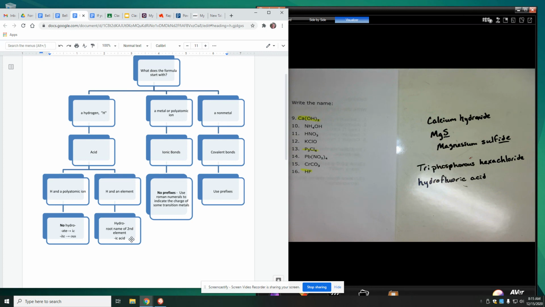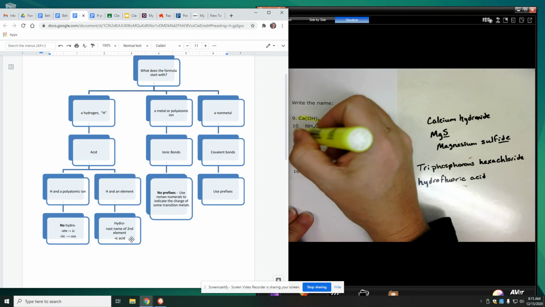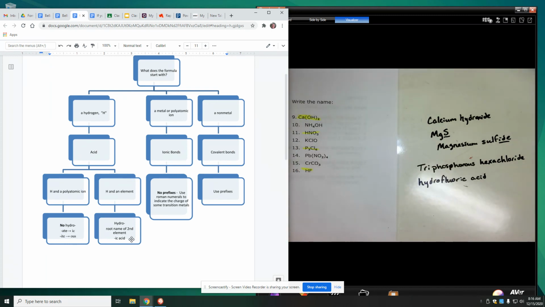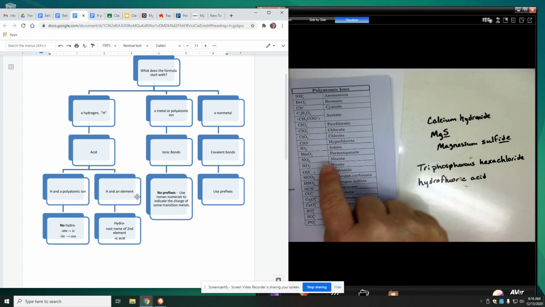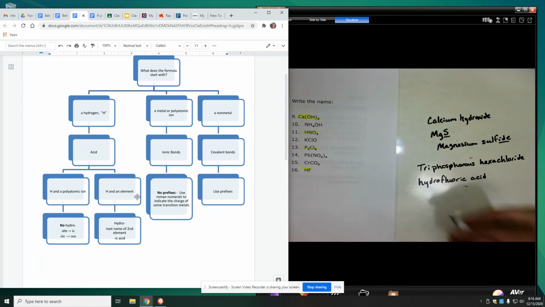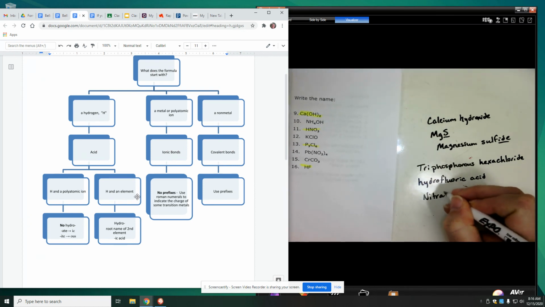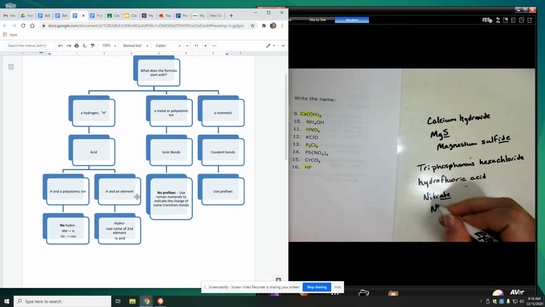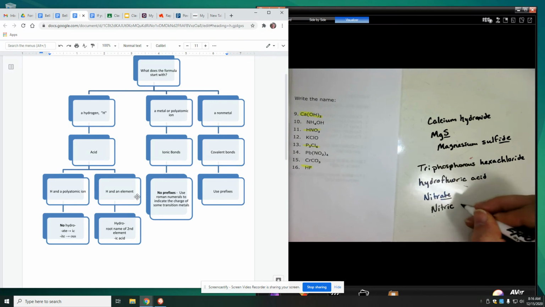Okay, so that's a quick rundown on how to name a lot of these. Let me do this other acid that I see up here. Let's do this one, and then we'll be finished with the naming practice. So this does start with hydrogen, so it is an acid, but this time it's hydrogen and a polyatomic ion. No hydro, no ic, no us. So we need to name the polyatomic ion. So NO3 is right here. It is nitrate, which means the ate is going to change to ic. So nitric, and then we write the word acid.